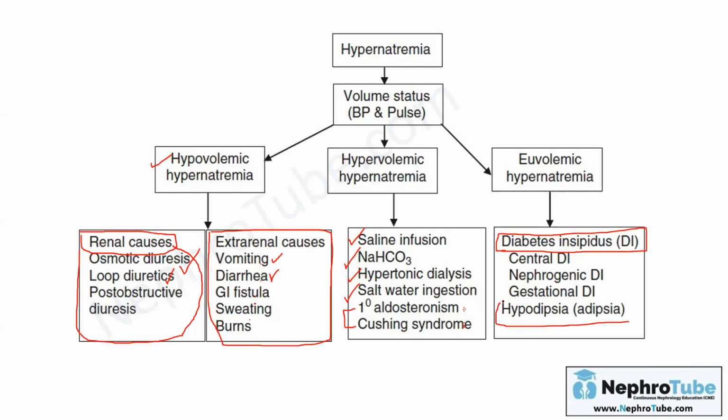Another euvolemic hypernatremic cause is a very rare disease called hypodipsia or adipsia, where there is a defect in the thirst sensation of the patient, and usually this is a disease of exclusion, and it is a very rare disease.